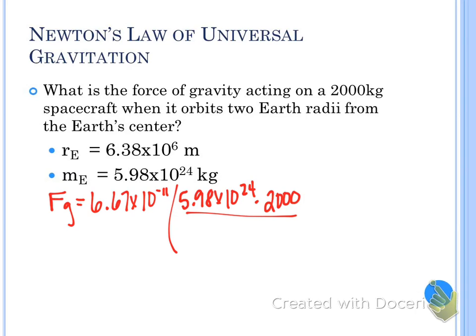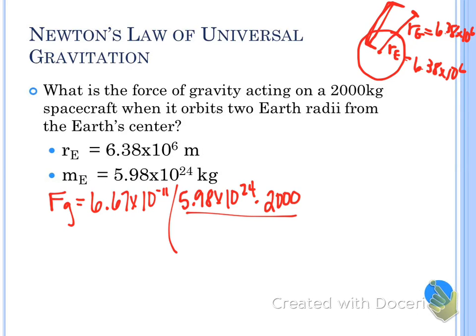And when we're talking about the radius, we want to know exactly how far this object is from the Earth's center. Okay, so radius of the Earth is 6.38 times 10 to the 6th, but our spacecraft is orbiting at a distance of 2 radius of the Earth. So that means since it's orbiting at a distance of 6.38 times 10 to the 6 meters above the surface of the Earth, and we want our radius to be from the object to the center, we need to add those two values together.